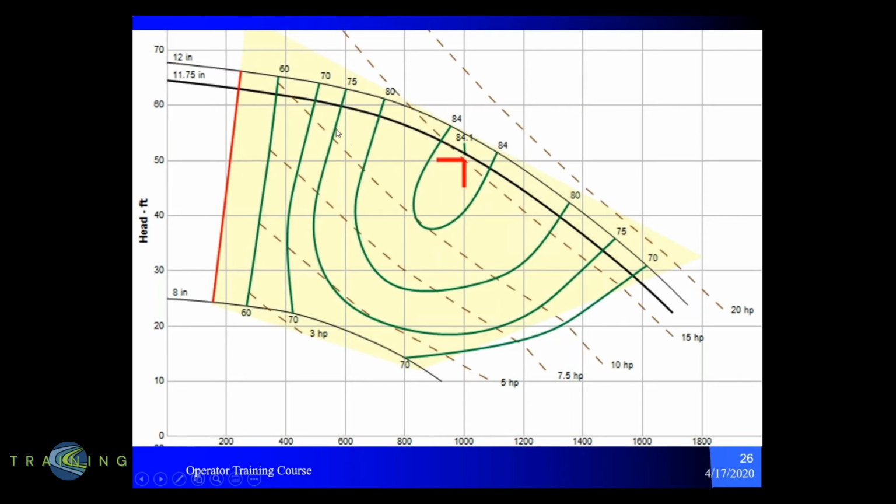And the reason we want to do that is because we want to make sure that if we're off in our head calculations, it still stays somewhere on the curve if it's plus or minus 5 feet of head, but also because we want to fit inside the best efficiency point. So these green curves, as you see them on the performance curve, are your efficiency curves. In this case, our best efficiency point is 84.1 efficiency, and that's hydraulic efficiency.